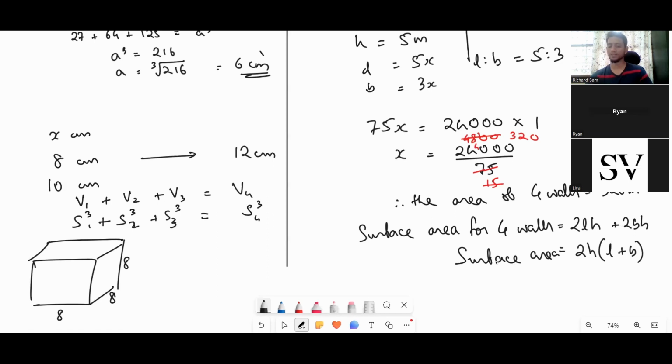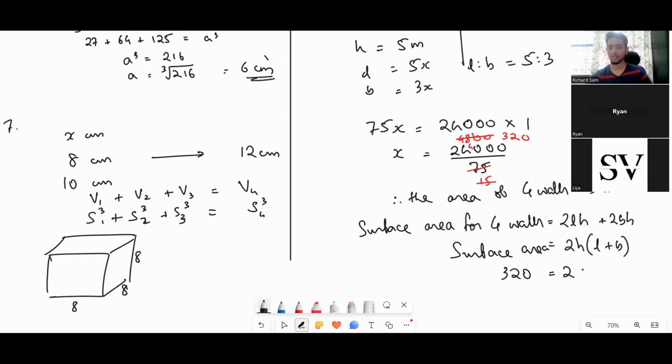Okay, now put the values here. Do we have the surface area of the four walls? Yes. How much? 320. And here 2 into, we have the height and length and breadth. H is how much? H into (l plus b). L is how much? 5x. Plus b is how much? 3x. We got ourselves a linear equation. Solve this linear equation, you will get x. Once you get x, you know what is length and you know what is breadth.